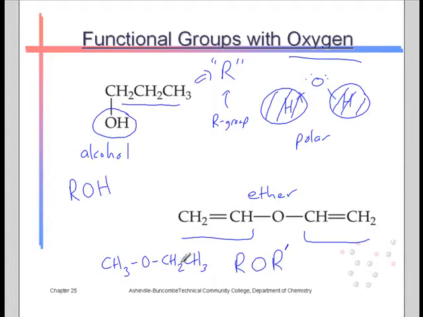So again, it doesn't matter. This particular example is a symmetrical ether, the same group on either side of the oxygen atom, but the 2 R groups can be different. For example, here we have an ethyl and a methyl group on either side of the oxygen.